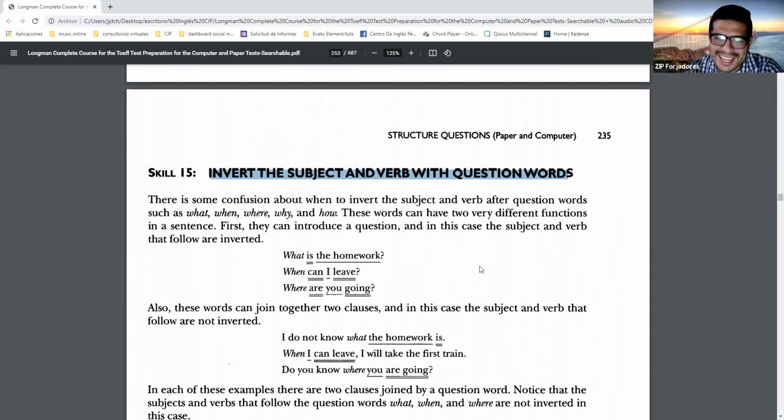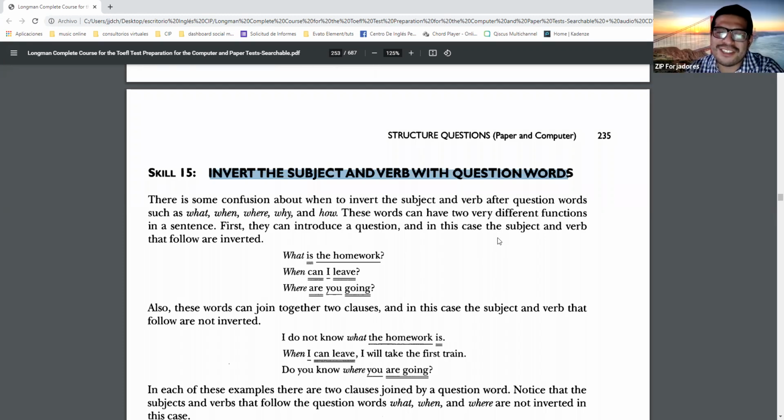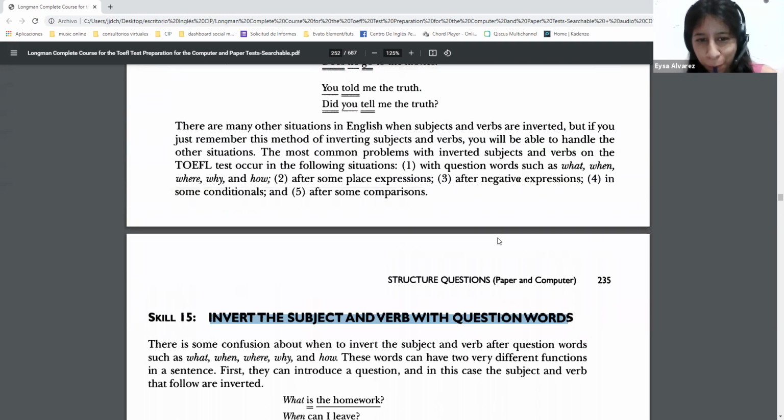I don't have an exact answer. Yes, because it's the structure in English. It's the rule that we have to follow in English. There is a reason why, but I think that is going to take us into the history of English. Okay.